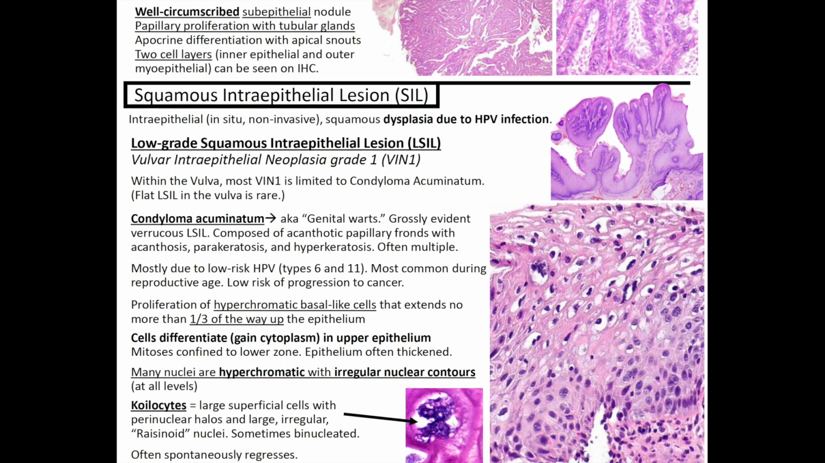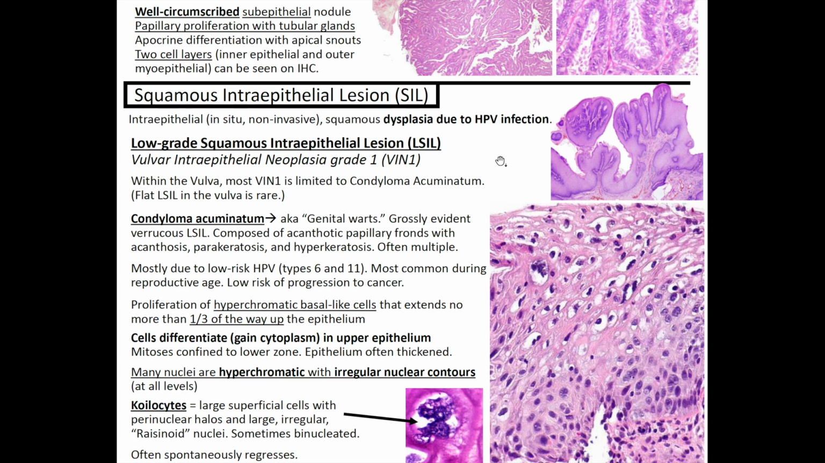All right, moving along, we have squamous intraepithelial lesion, or SIL. So of course, we have the same spectrum of disease as we do in the cervix and other areas of the body. So SIL, or squamous intraepithelial lesions, is an intraepithelial in situ non-invasive process of squamous dysplasia due to HPV infection.